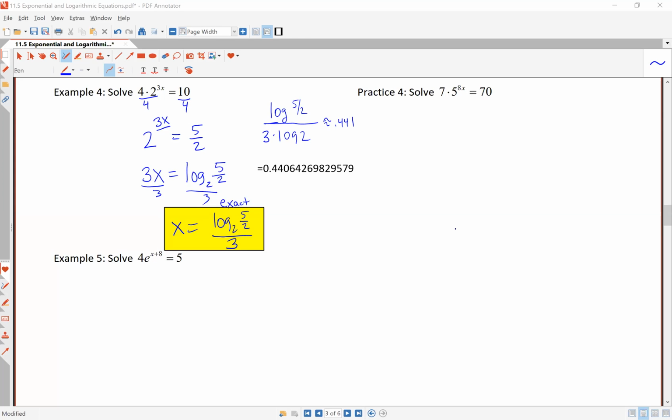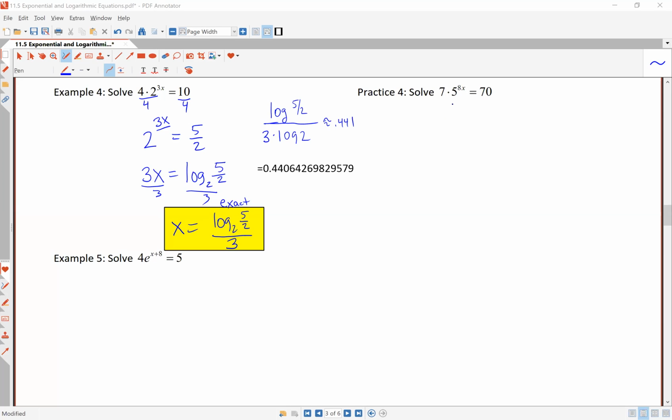Here's a practice problem for you to try. I encourage you to press pause on your video and work this out, and come back when you're ready to see the solution. Now that you've had your chance to work this out, I'll work this out with you.